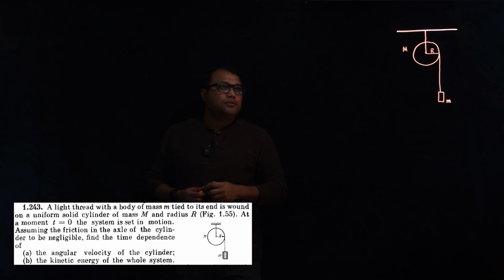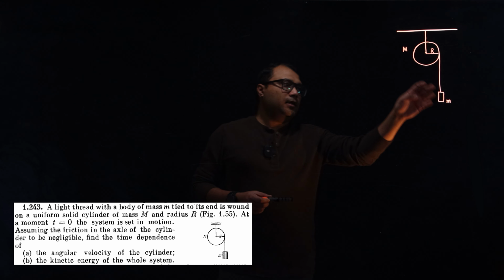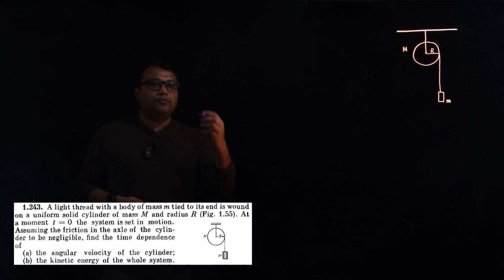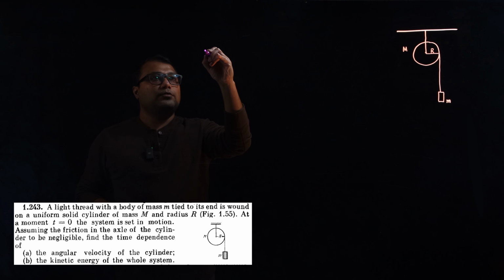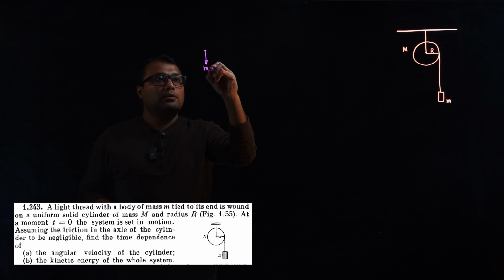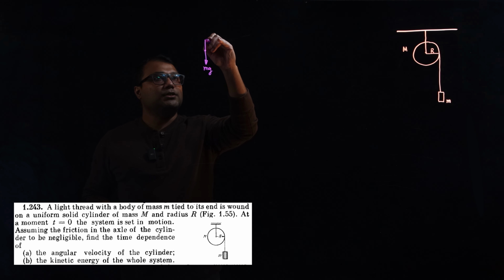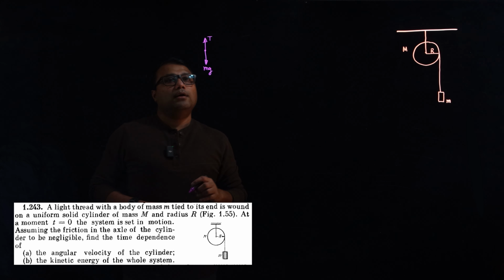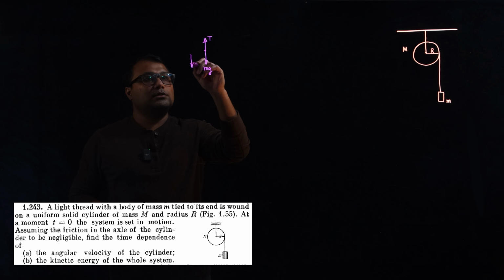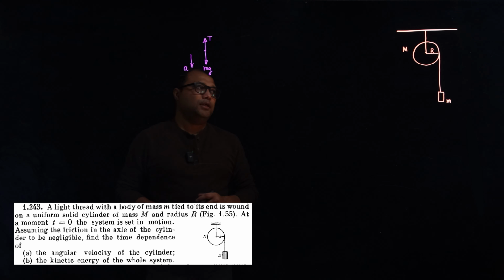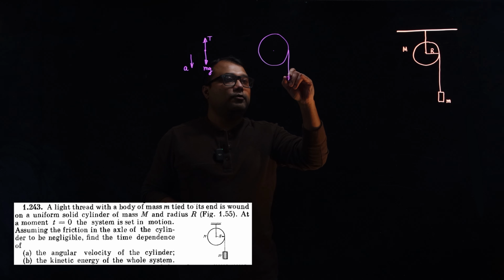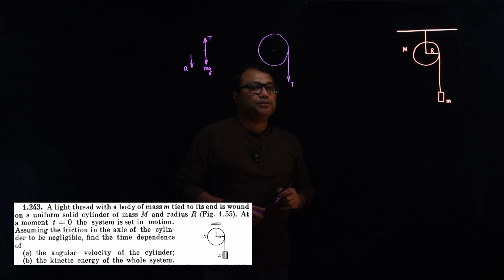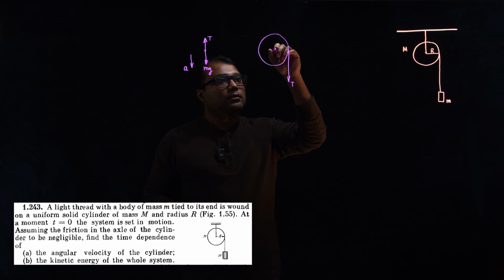Okay, so let's draw the free body diagram of the cylinder and this body separately. For the cylinder, or first let's do it for this body. So we have mg acting downwards and there is tension in the string. Okay, and let's suppose this body is accelerating downwards with linear acceleration a. Okay, for this cylinder we would have tension acting in this direction. This radius is r.